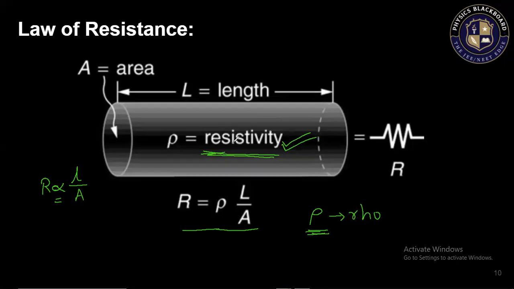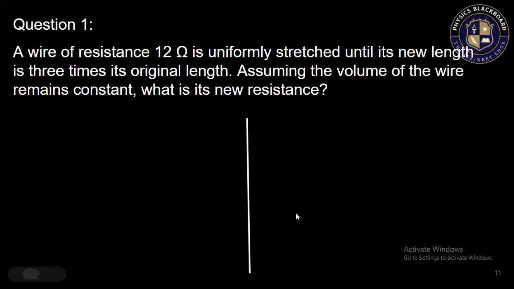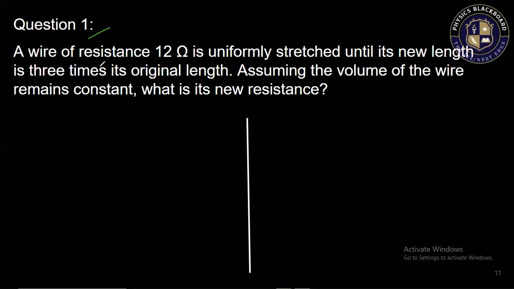Okay. So now you can see the relation R can be taken as R is equal to rho into L by A. Here R is the resistance of the resistor, rho is the resistivity of the resistor, L is the length of the resistor, A is the area of cross section of the resistor. Yes. This is the formula that we got: R is equal to rho into L by A. Done? Yes. Based on this, we will see a few numericals. Let's say question 1. A wire of resistance.